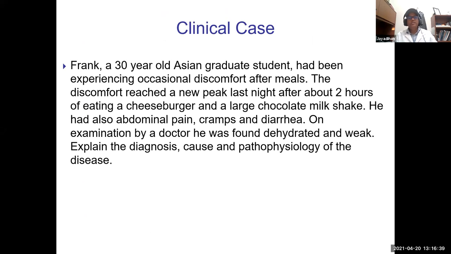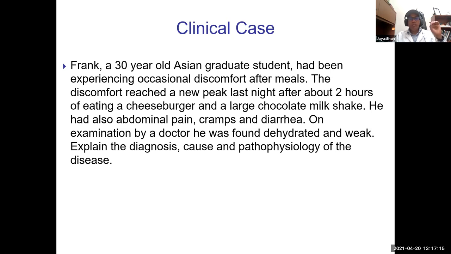Okay, so the clinical case for today is Frank, a 30-year-old Asian graduate student, who had been experiencing occasional discomfort after meals. So it is an Asian, 30-year-young male, and there is occasional discomfort after meals. Occasional, only sometimes, not every day. So let's see when it happens. The discomfort reached a new peak last night after about 2 hours of eating a cheeseburger and a large chocolate milkshake. So here, dairy product is going inside now.